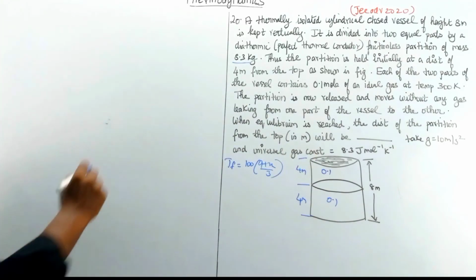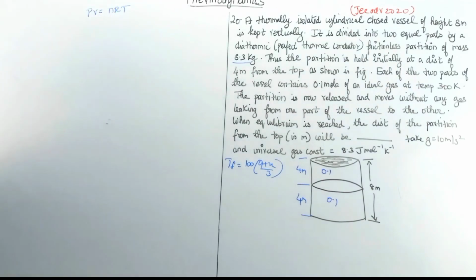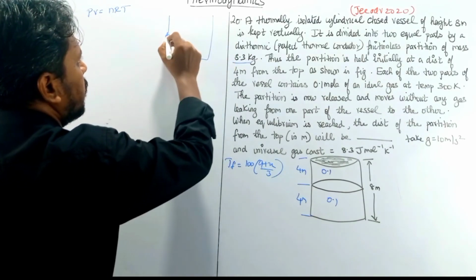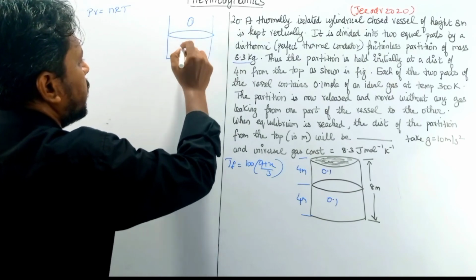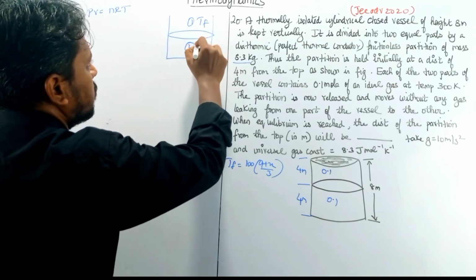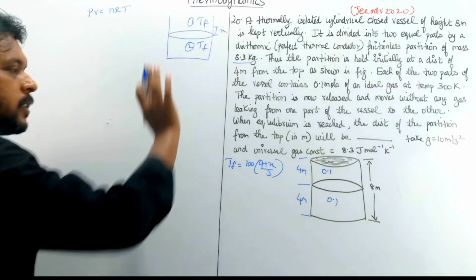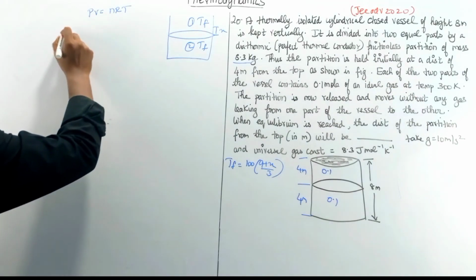So now we know the ideal gas equation, PV is equal to nRT. We have the diagram given, and the above portion, let us take it as 2, that is the final condition when it has displaced to distance x. So the temperature is the final temperature, so this is 1 and 2. Now what is the value of this 1?